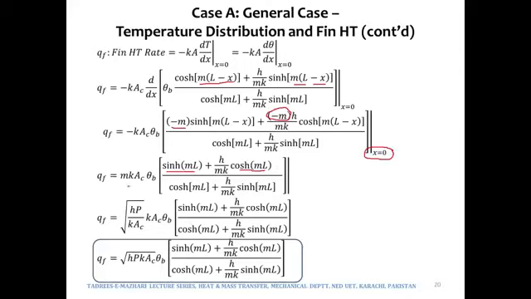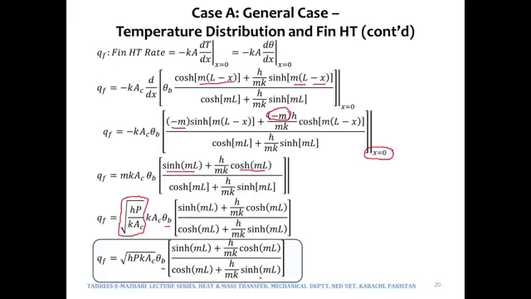Now this m is in fact root of hp over kac, right? So kac over root of kac would become root of kac. 2 over root 2 is root 2. So therefore under the root sign we would have hp kac, and theta b remains theta b over here, and whatever is written in the bracket remains unchanged. It would be sin hyperbolic of ml plus h over mk cos hyperbolic of ml, and the denominator remains unchanged right from the very start.